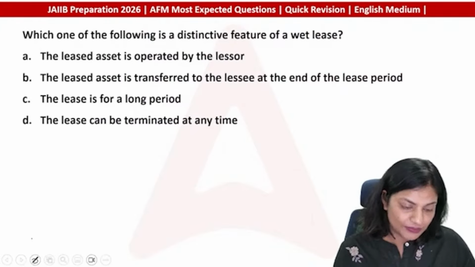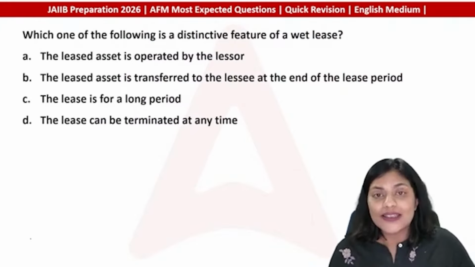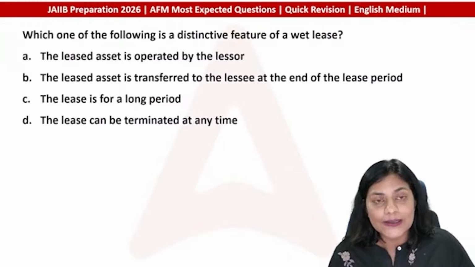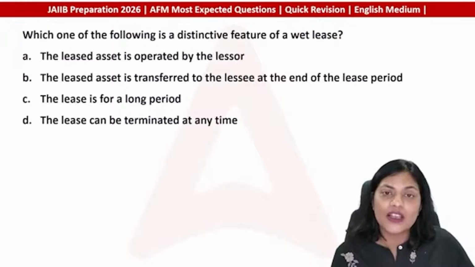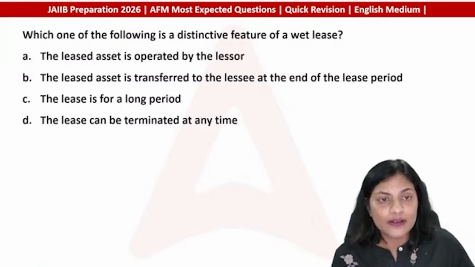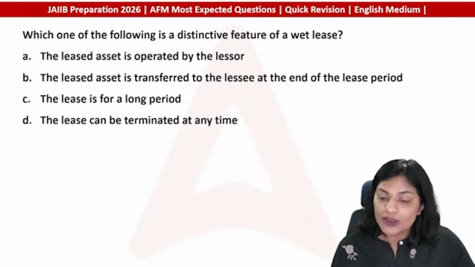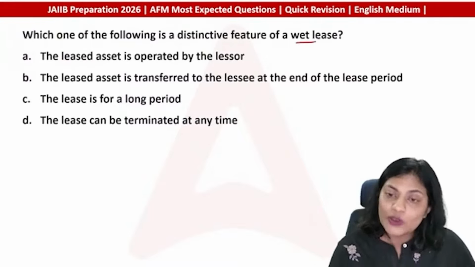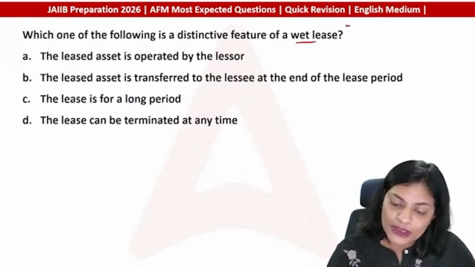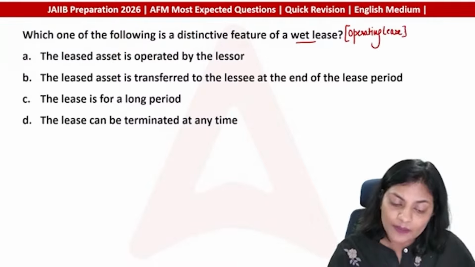Now, which one of the following is a distinctive feature of a wet lease? The lease asset is operated by the lessor. The leased asset is transferred to the lessee at the end of the lease period. The lease is for a long period. The lease can be terminated at any time. Now, the important part is, which one is a wet lease? It is operating lease. Now, we have to think about operating lease. What happens in operating lease?